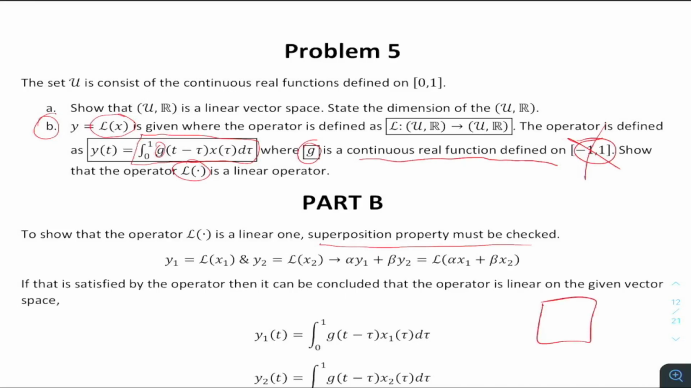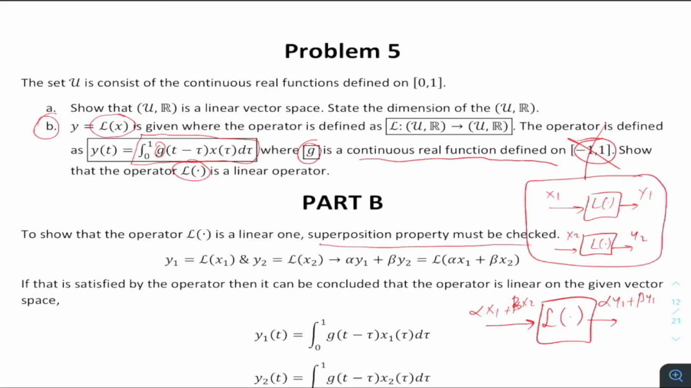And what was the superposition property? You have some L of alpha x1 plus beta x2. You will basically supply that signal and you will get alpha y1 plus beta y2. Given you would get y1 when you supply x1, and also when you supply x2, excite the system, quote unquote system, with x2 signals, again quote unquote signal, you get y2, right? If that implies this, that would imply the linear.